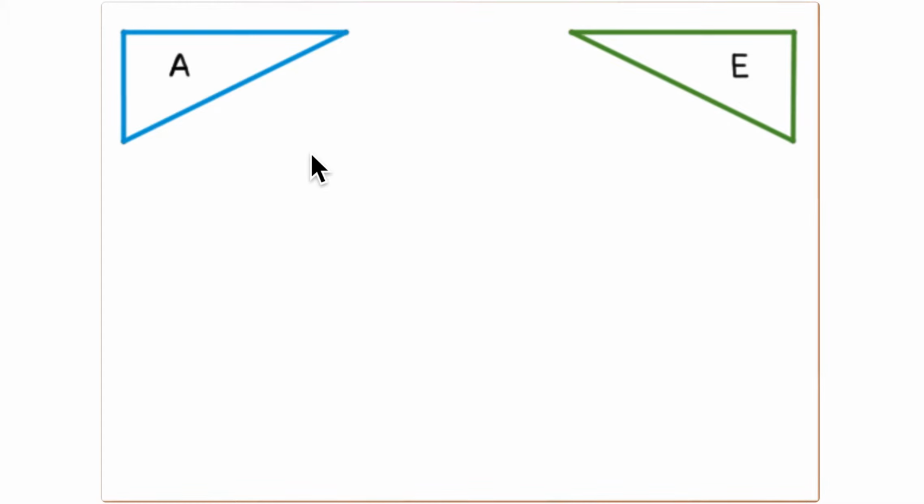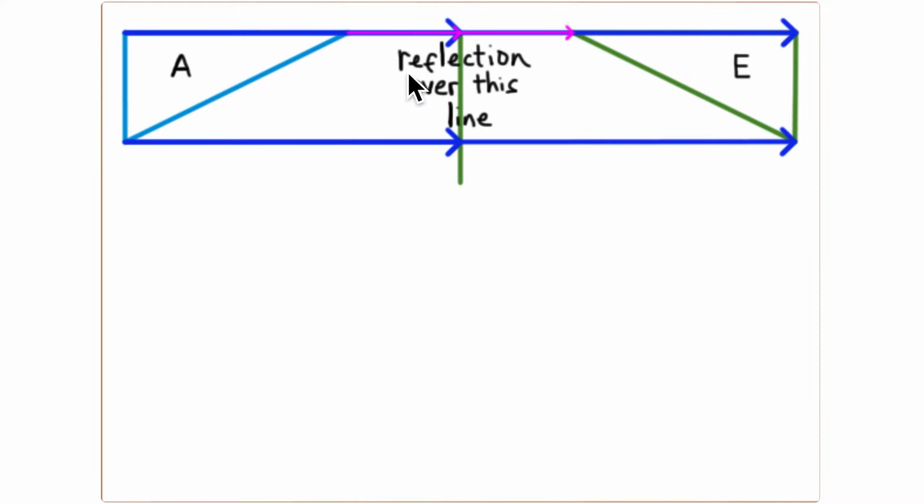How about A to E? This is a reflection. The line of reflection is the midpoint, a bisector, actually. It's a line that is halfway between each corresponding point. If I look at the pink arrows here, those are the same length, and they're in a perpendicular direction to the line of reflection. These blue arrows here are the corresponding points, the same distance from the line of reflection and moving in a perpendicular direction.